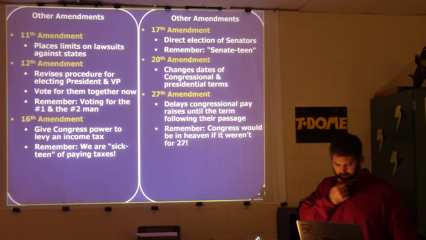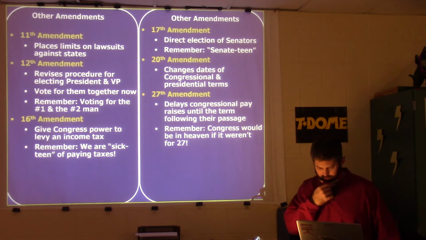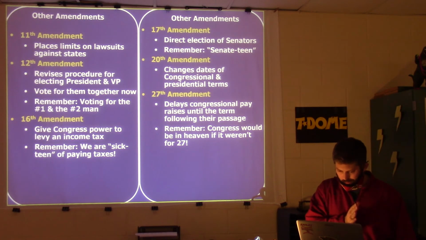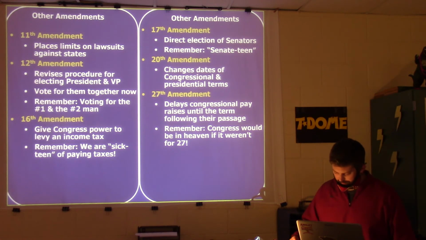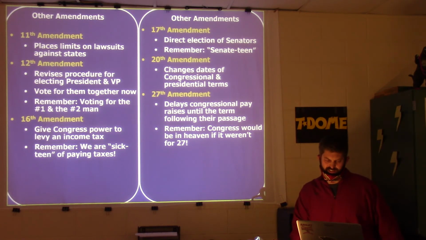17th Amendment, direct election of senators. So Senate, 17, you can remember it like that. In our state, we elect the senators directly. It wasn't like that before. The 20th Amendment changes dates of congressional and presidential terms, basically saying that new presidential terms start January 20th, and new congressional terms start January 3rd.